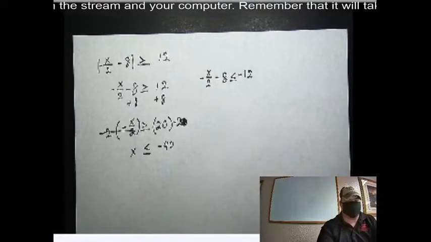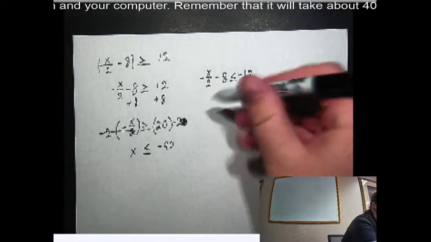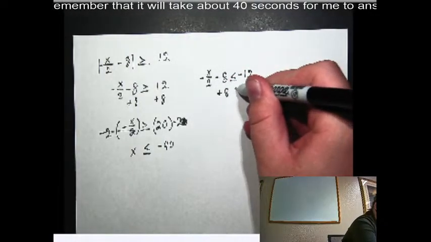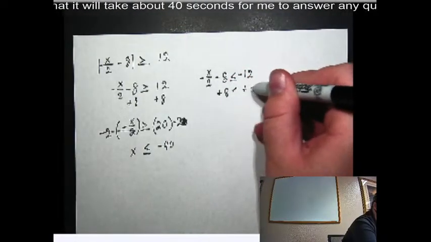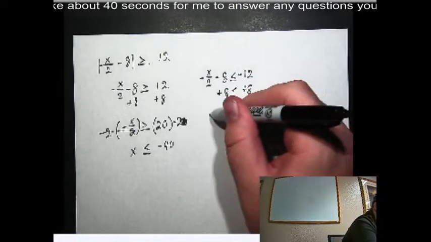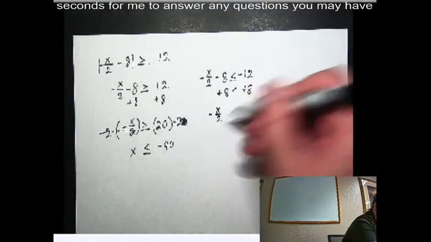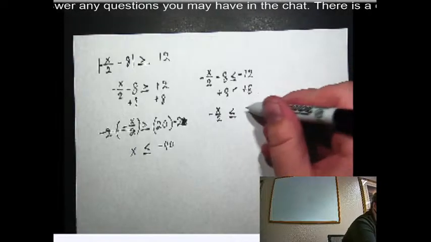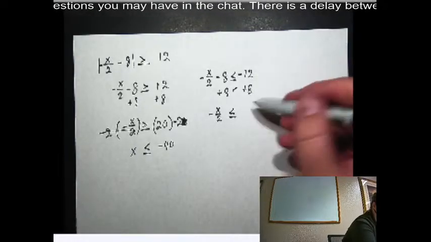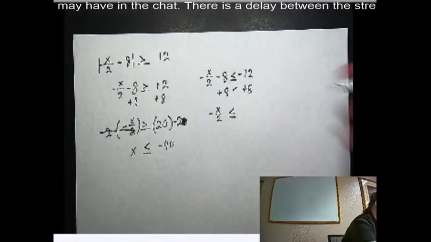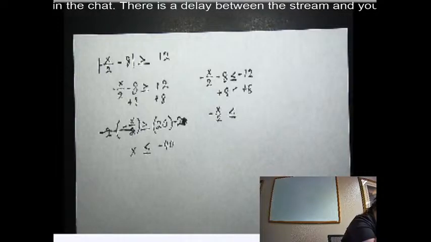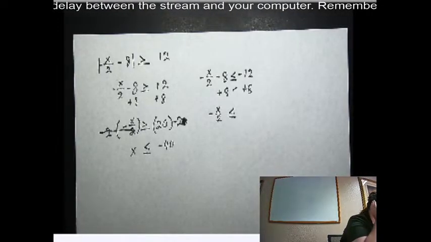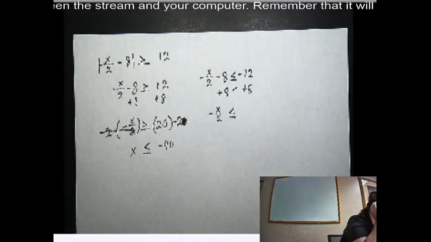All right, so let's try this one out. Again, we add 8 and add 8. So this is going to be negative x over 2 is still less than or equal to 20, or I'm sorry, not 20. What did we get here? Is what? Negative. I can't hear you. 4?